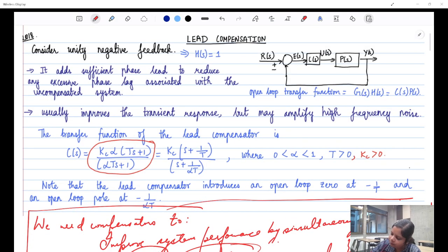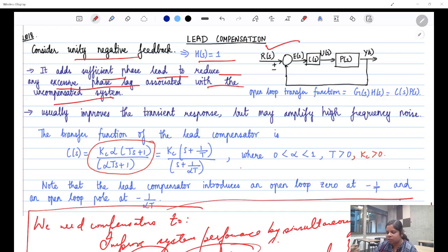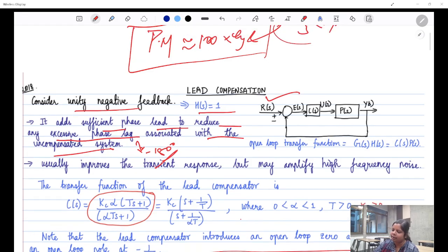Okay, so let's start from here. Consider a unity negative feedback system where H(s) is 1 definitely. So what does a lead compensator do? It adds sufficient phase lead to reduce any excessive phase lag associated with the system. This phase lag is the cause of reaching instability. At some point, this phase lag becomes minus 180 degrees and then we reach the verge of instability. From where does this minus 180 degrees come?